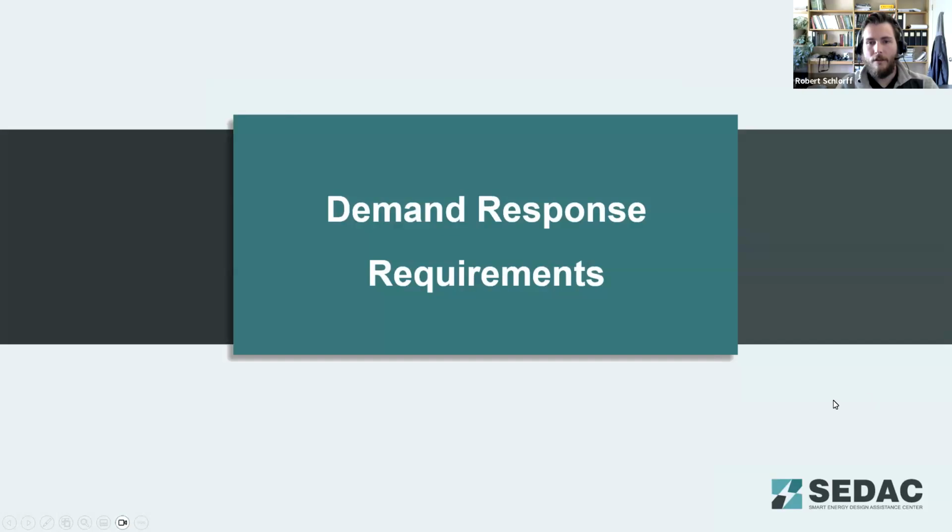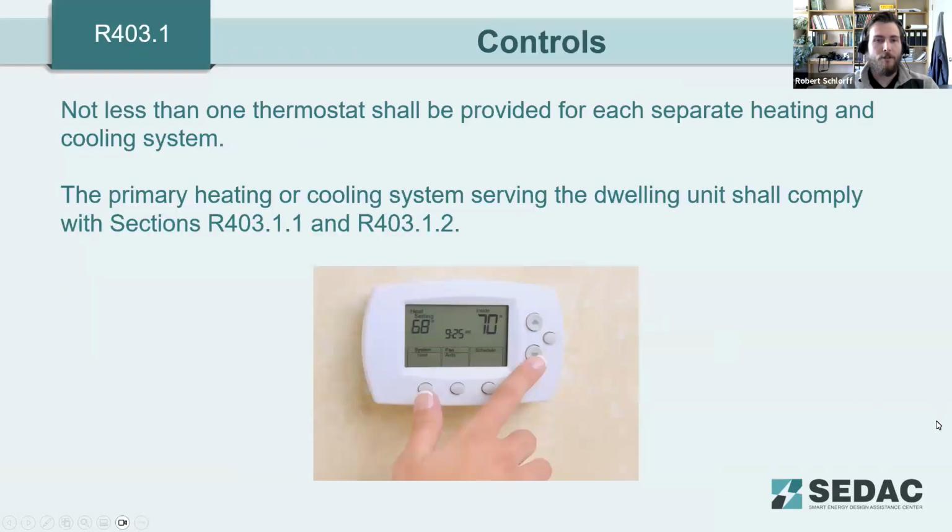Sure. All right, so what does the stretch code require? Well, the stretch code requires that not less than one thermostat shall be provided for each separate heating and cooling system, which is, we would expect there to be at least one thermostat.